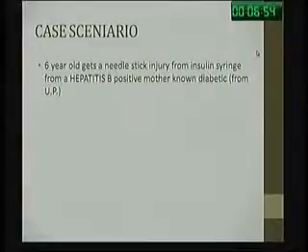A 6-year-old gets a needle stick injury from a needle syringe from a hepatitis B positive mother who is a known diabetic and hailing from UP.